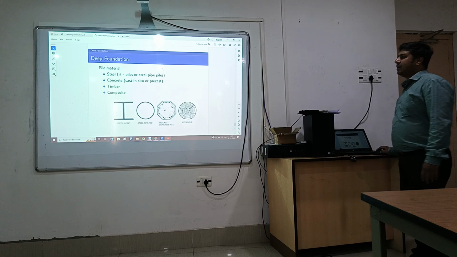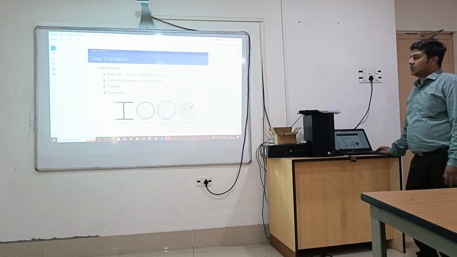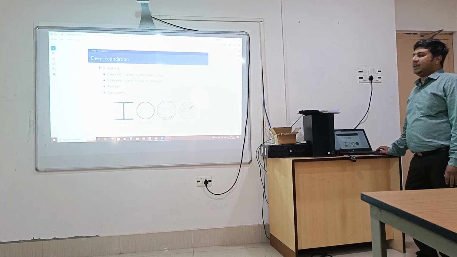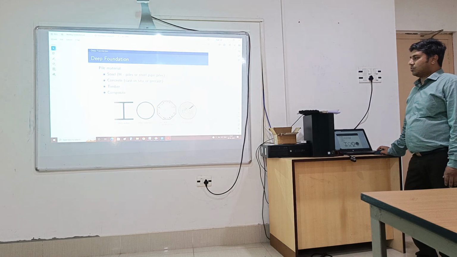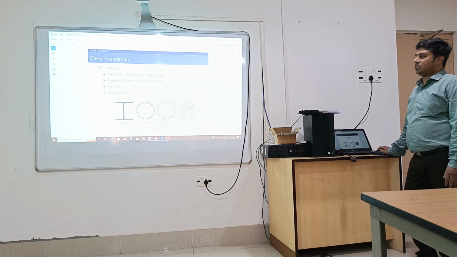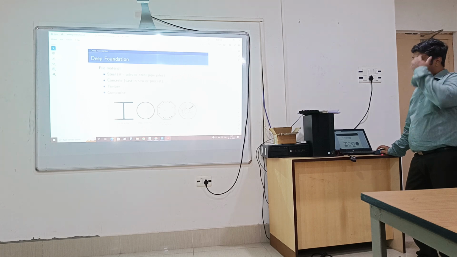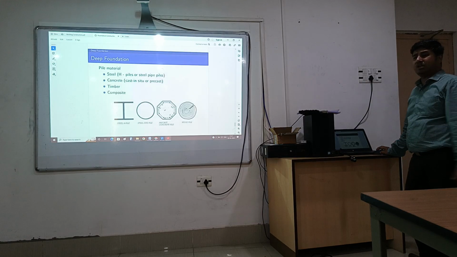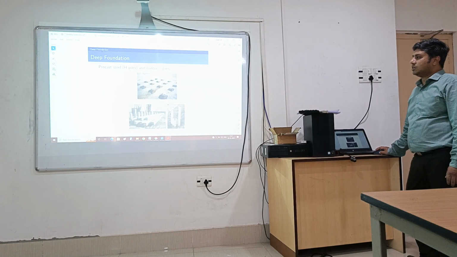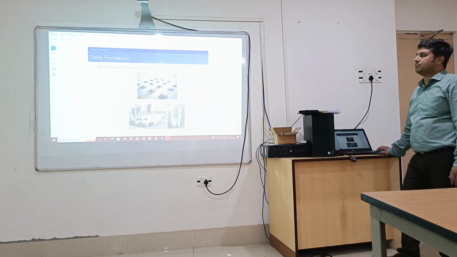Then the pile material may be different: it may be steel, it may be concrete, it may be timber, or it may be composite. Composite means the combination of your steel and your concrete. Concrete piles are cast in situ or precast, and for steel, H piles or steel piles can be used. These are some of the examples of your H piles.